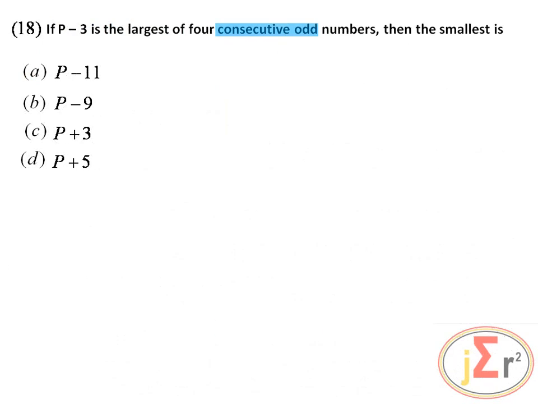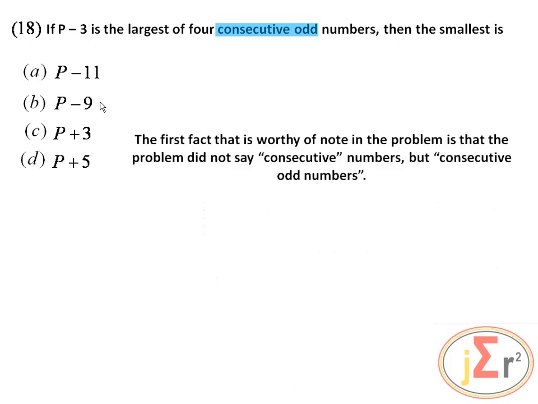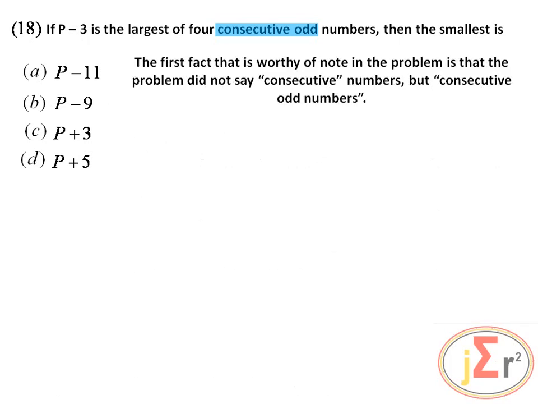Now, if p minus 3 is the largest of 4 consecutive odd numbers, then the smallest is, that is what we need to determine. P minus 3 is the largest one. Which one is the smallest? The first fact that is worthy of note in the problem is that the problem did not say consecutive numbers, but consecutive odd numbers.